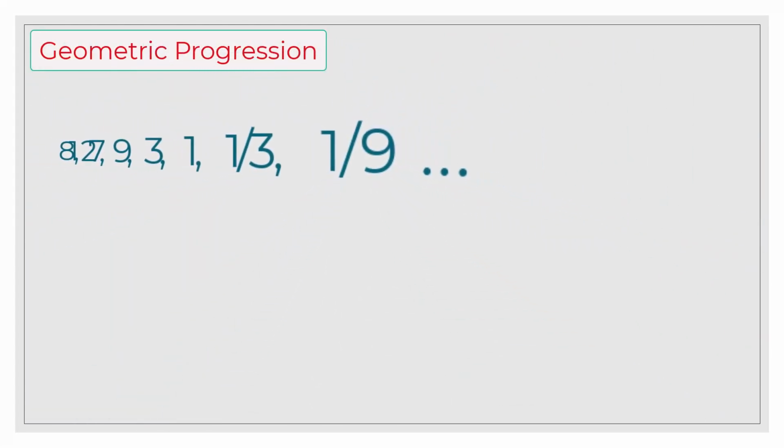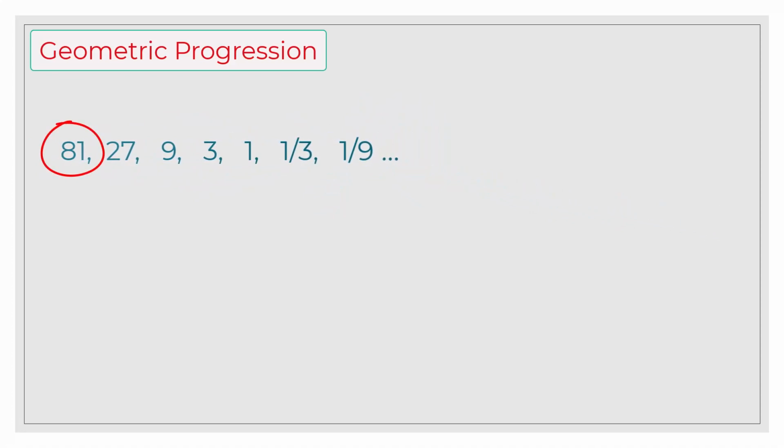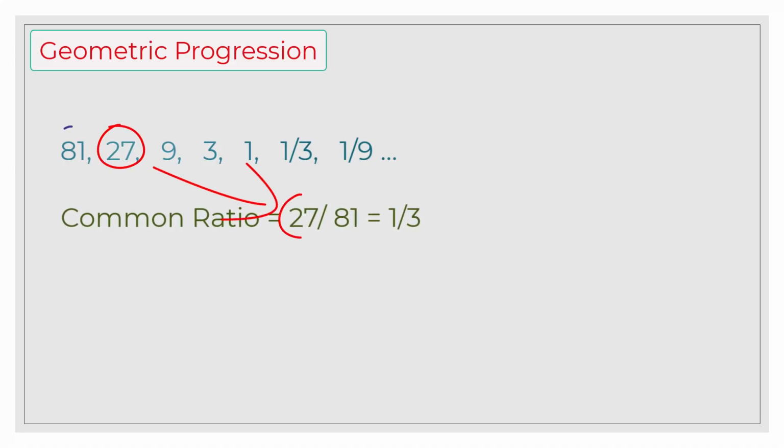Consider another example of a GP. In this sequence, the first term is 81. The common ratio is obtained by dividing the second term by the first term, for example, 27 by 81. That gives the common ratio which is 1 by 3. This can also be obtained by dividing the third term by the second term and so on.